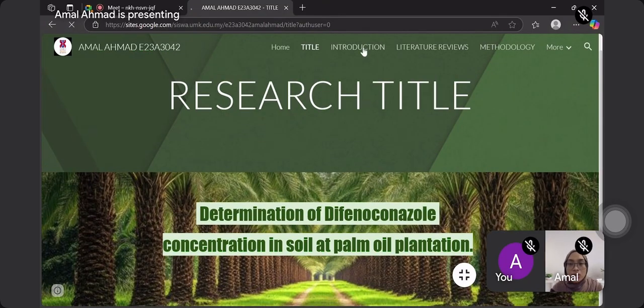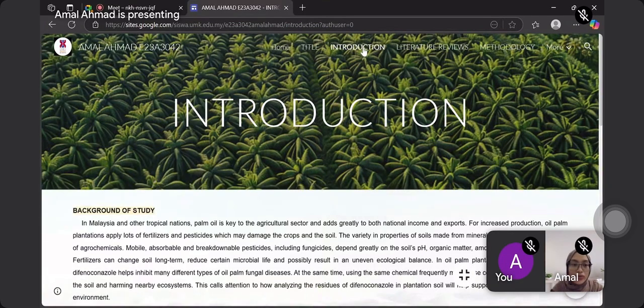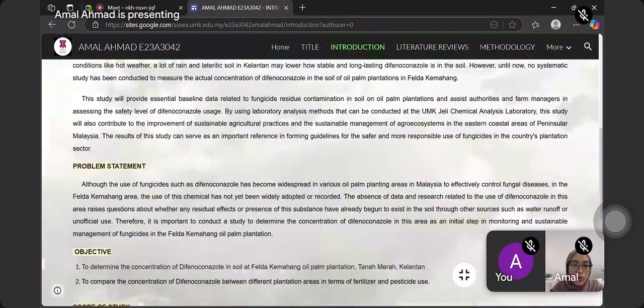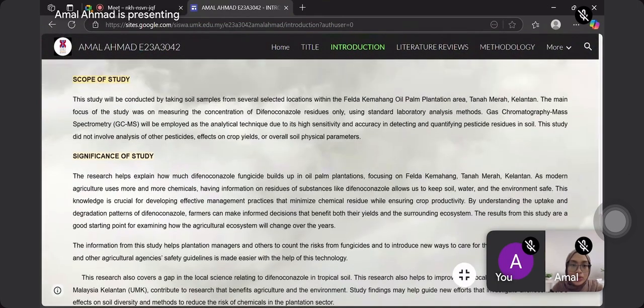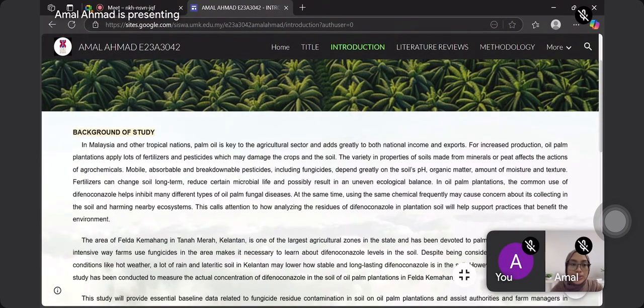The introduction: we have background of study, problem statement, objective, scope of study, significance of study. So we go through the first, background of study. Palm oil is vital to Malaysia's economy, but its production relies heavily on fertilizer and fungicide like difenoconazole. Repeated use of such chemicals can disrupt soil microbial balance and harm nearby ecosystems.